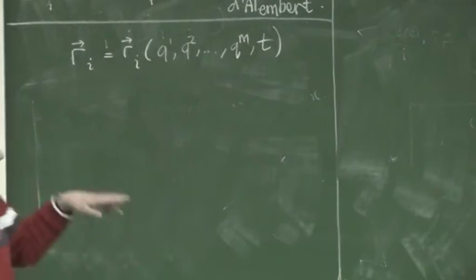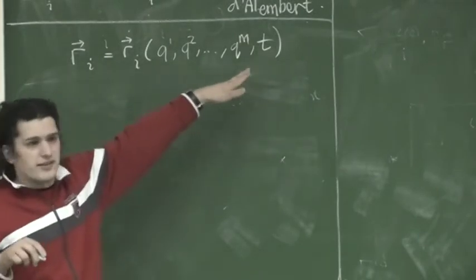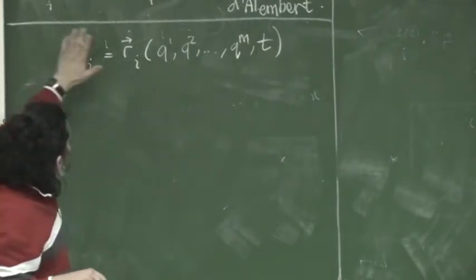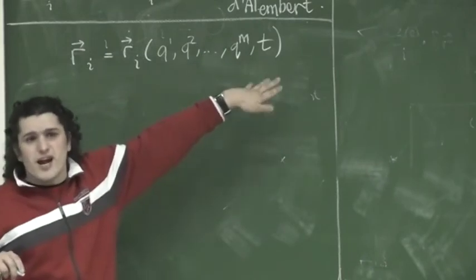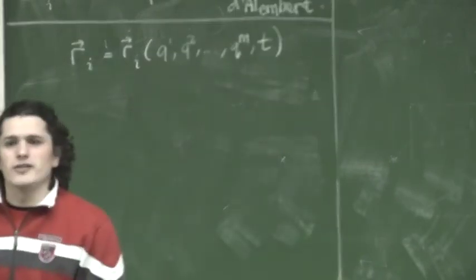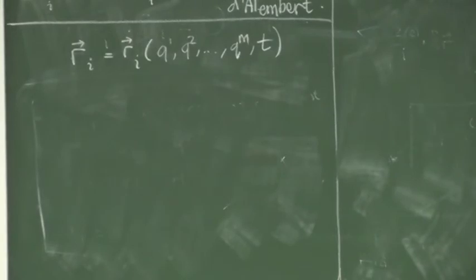So sometimes there's an explicit time dependence, sometimes there isn't. These are my general transformation equations. My x is equal to r cos theta, y is equal to r sin theta, or whatever. They're my transformation equations. What happens when I differentiate this with respect to time?